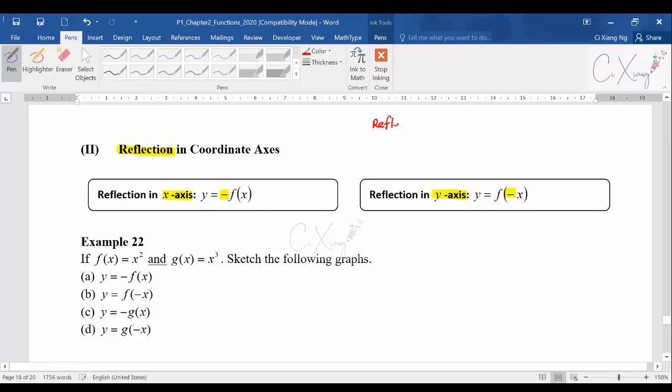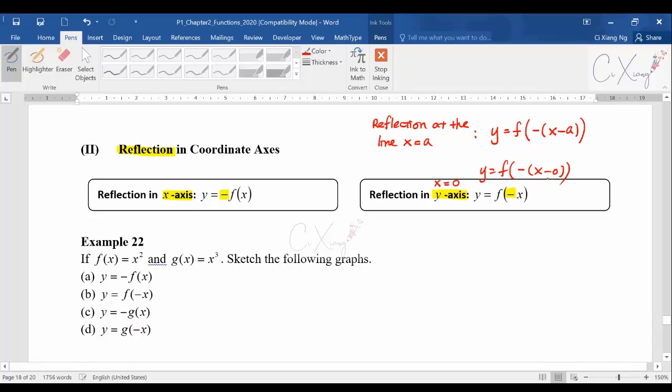There's a reflection at the line x equals a. When you have the reflection at the line x equals a, that means y equals f of negative x minus a. This one is actually x equals 0, since the y-axis means x equals 0. So when you write out the equation, it should be y equals f of negative x minus 0.